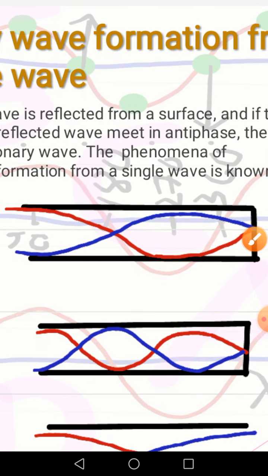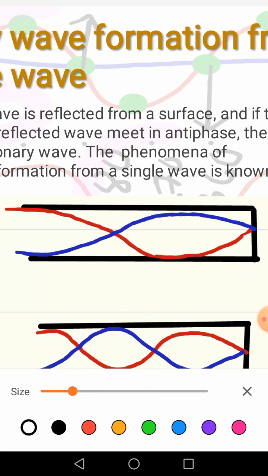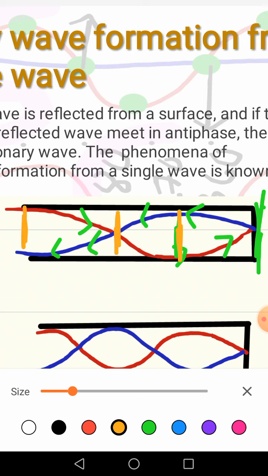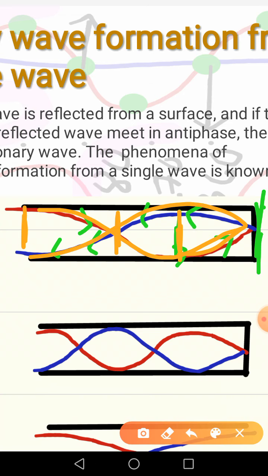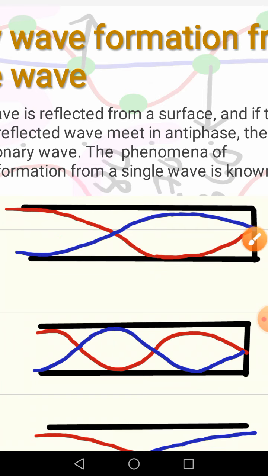For example, look over here, the red wave. The red wave is going inside. It is being reflected from this surface and is coming backward, and they meet in antiphase. Here is the antinode, this is the node, this is the antinode. So the ingoing wave and the reflected wave have met in antiphase, which is why a stationary wave is formed here, and this incident is what we are calling resonance.